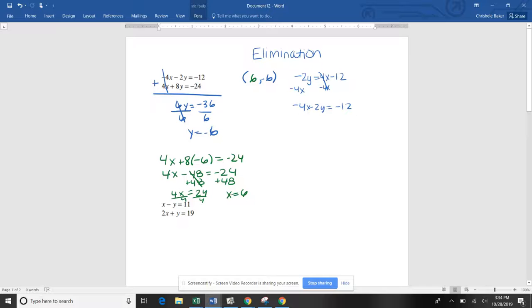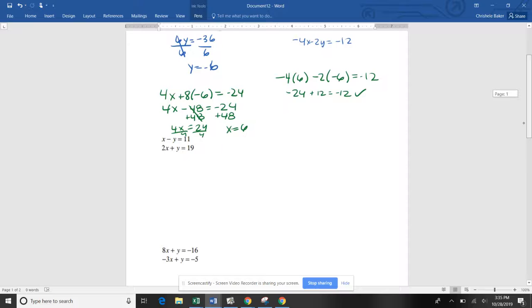Just like in all the other problems that I've done, I'm going to check my work. So I'm going to make sure that positive 6 for x and negative 6 for y satisfies both of these equations. So negative 4 times 6 minus 2 times negative 6 should be equal to negative 12. That's negative 24, that's positive 12, and yes, that is true. All right, second one.